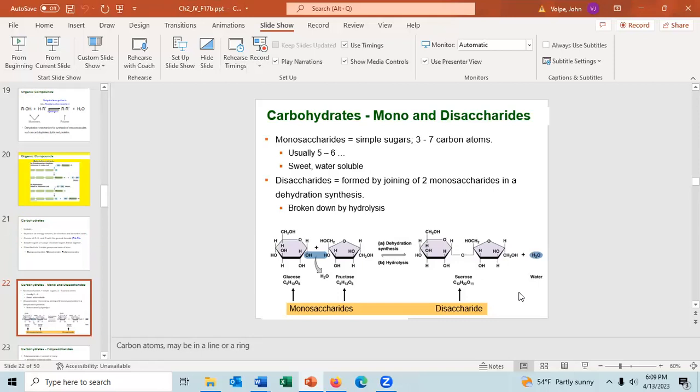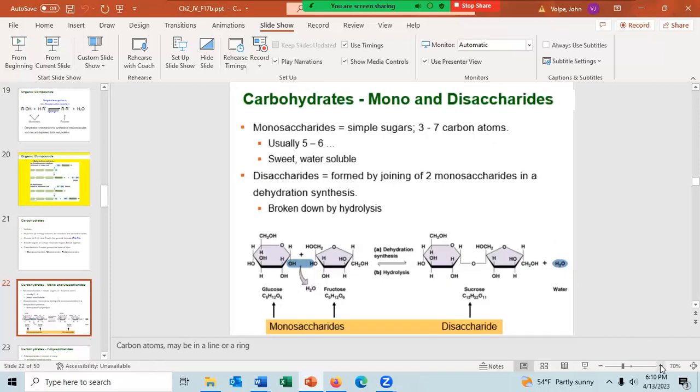Disaccharides are formed by joining 2 monosaccharides in dehydration synthesis. So we can take glucose, C6H12O6, plus fructose, also C6H12O6, pull out the water in dehydration synthesis to get sucrose, which is C12H22O11. And then we have water over here. And we can break sucrose down by adding water, which will break apart, part going here and part going there. And that's hydrolysis, so that sucrose can make fructose and glucose, two monosaccharides.